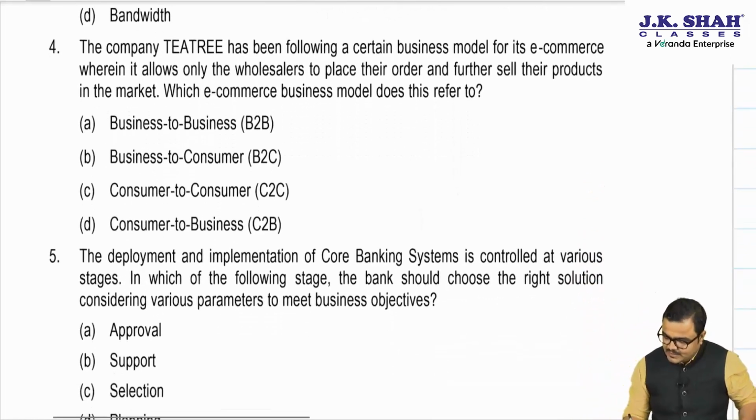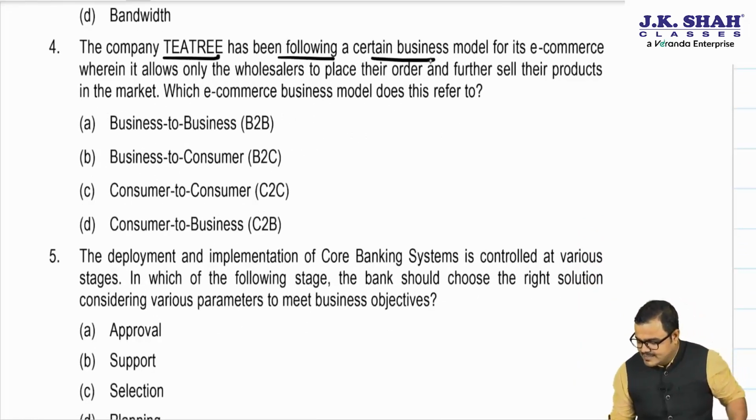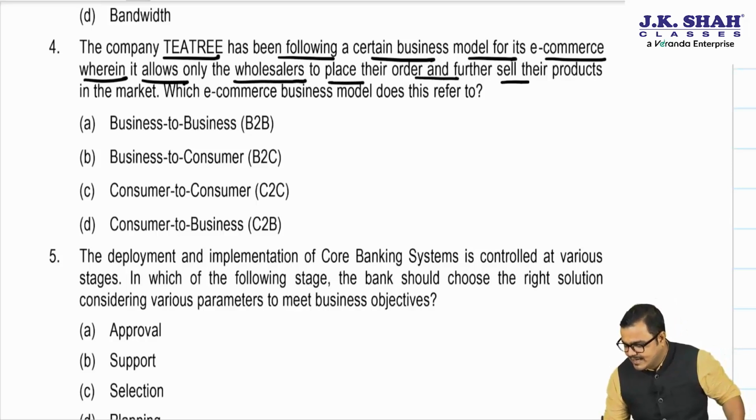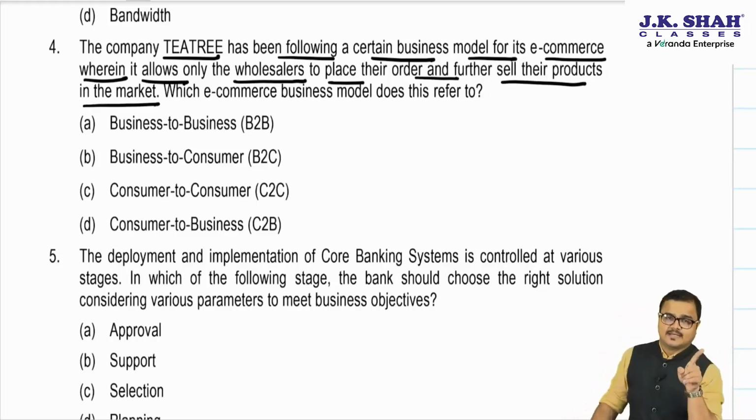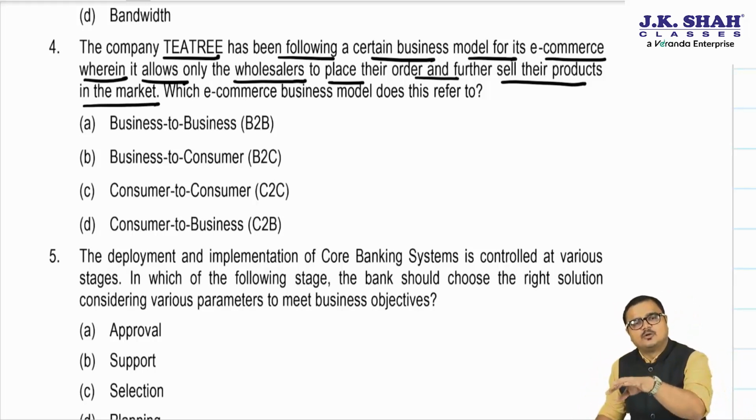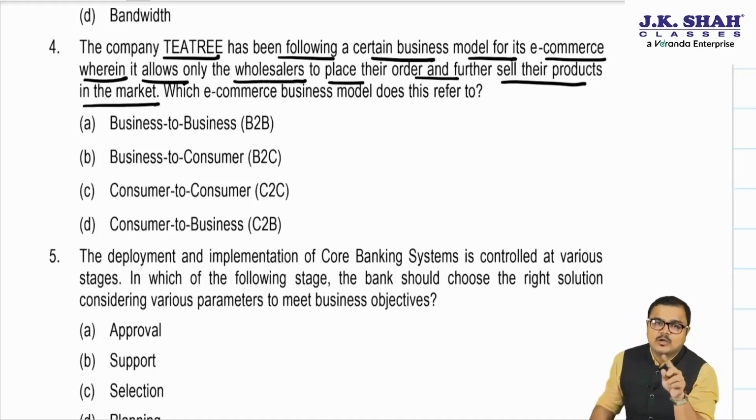Fourth question. The company T-Tree has been following a certain business model for its e-commerce wherein it allows only wholesalers to place their order and further sell their product in the market. So who is placing the order? Wholesaler. Agreed. So T-Tree is going to sell the product to wholesaler, business to business.